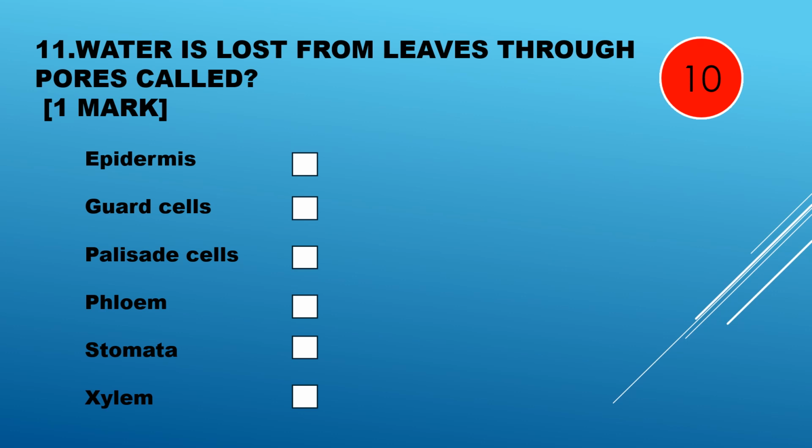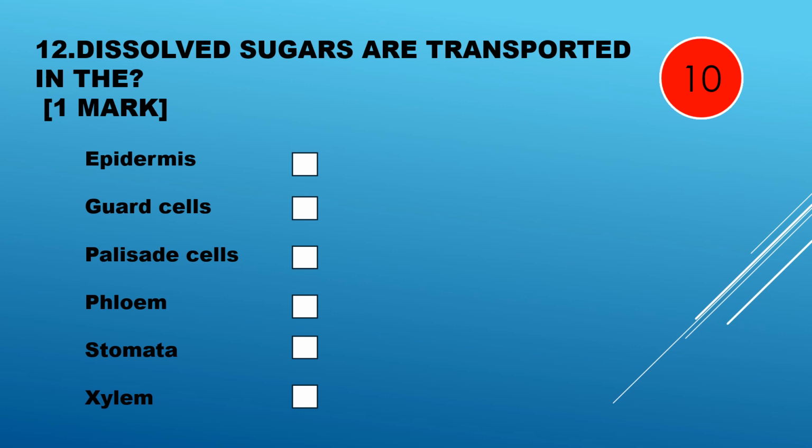Question 11. Water is lost from leaves through pores called epidermis, guard cells, palisade cells, phloem, stomata, or xylem. The pores in the leaves are called stomata. Question 12. Dissolved sugars are transported in the epidermis, guard cells, palisade cells, phloem, stomata, or xylem. Dissolved sugars are transported in the phloem.